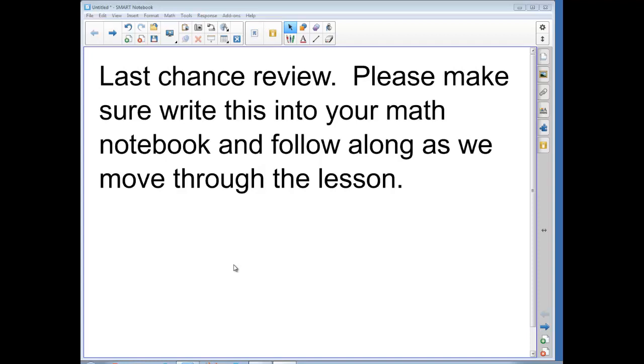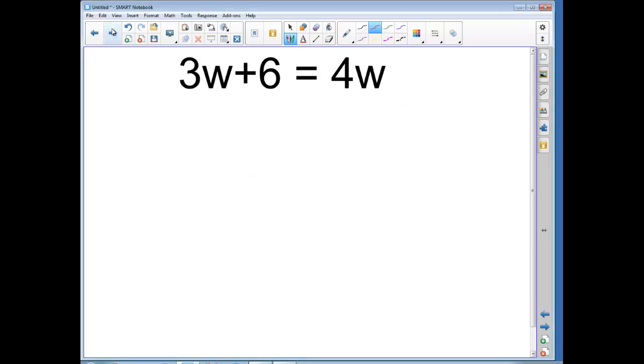Okay, so don't have to write this part down, just make sure you're listening, paying attention. When we do get into the examples, which are on the next slide, please make sure that you write these down step for step. Add in as many different other notes that you feel that you need to add in, but at the minimum, have at least what I put down here. All right. First problem: 3w plus 6 equals 4w.